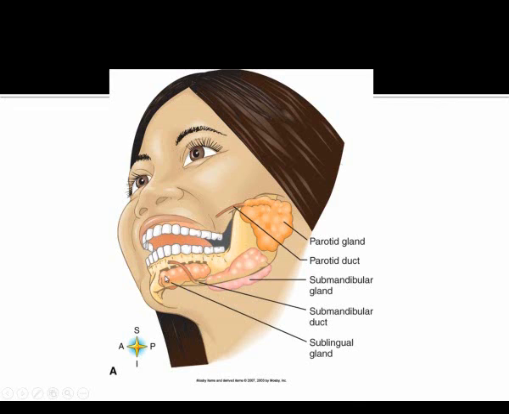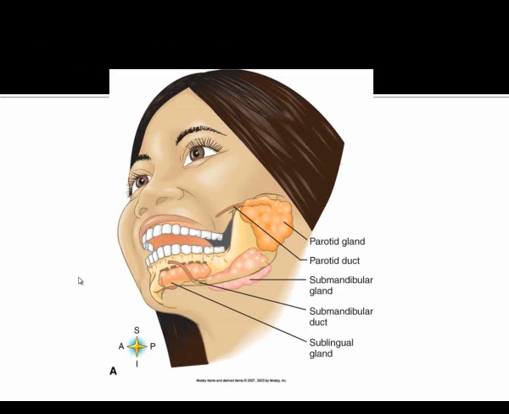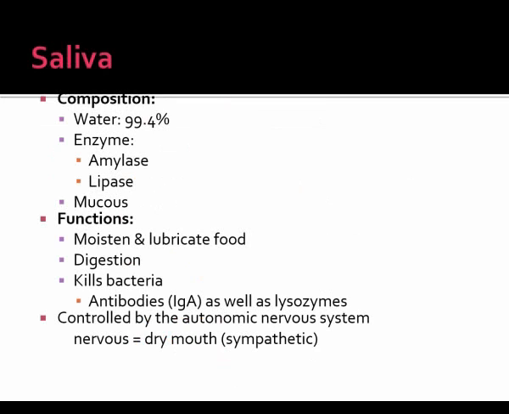You'll notice that each one of those has different ducts running from it into the oral cavity, and their function, as you see right here, is to release saliva. In fact, as humans, we produce anywhere from 1 liter to 1.5 liters of saliva per day, so quite a bit. Now, what exactly is saliva? Most of it, as you can see here, is water, 99.4%, give or take.